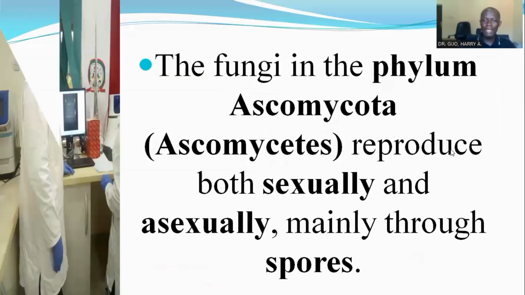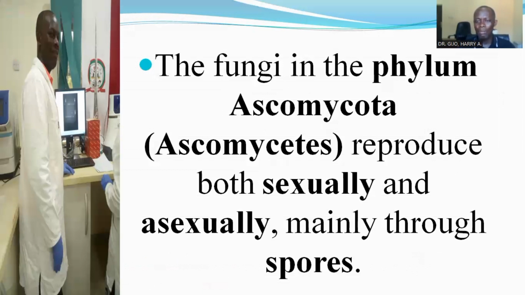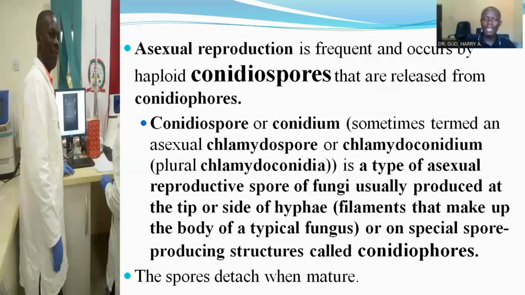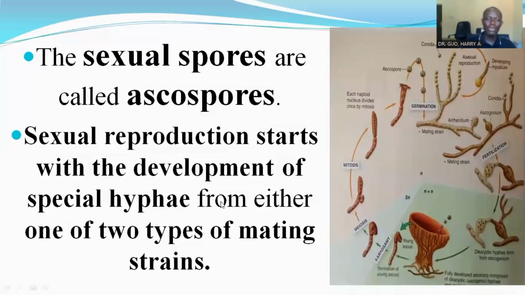Fungi in the phylum Ascomycota, or the Ascomycetes, reproduce both sexually and asexually, mainly through spores. The asexual spores are haploid spores known as the conidiospores, while the sexual spores are called the ascospores. Sexual reproduction starts with the development of special hyphae from either one of the two types of mating strains. So the sexual reproduction of the Ascomycetes begins with the production of special hyphae.